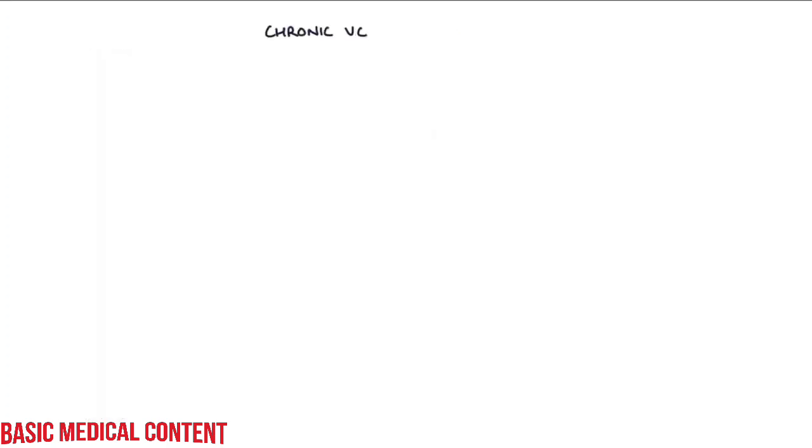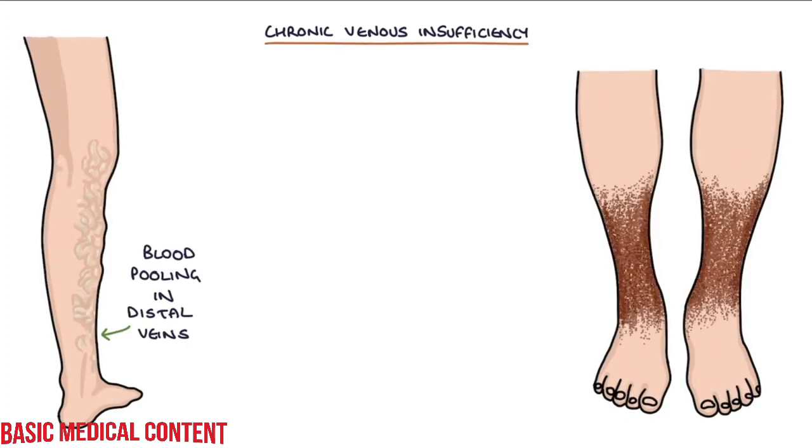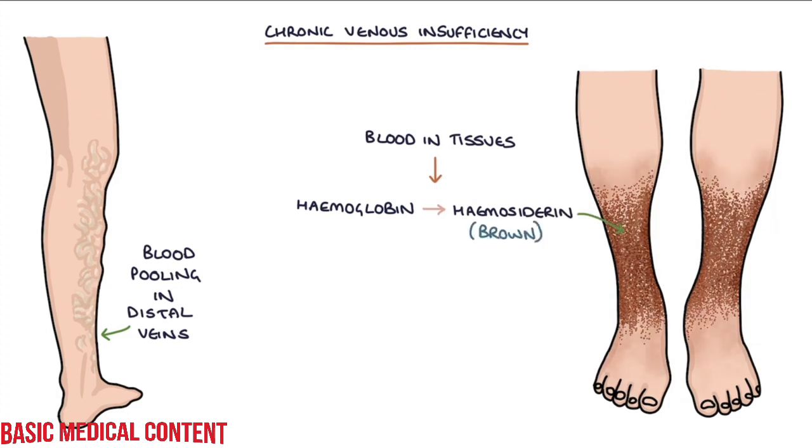Let's talk about chronic venous insufficiency briefly. When blood pools in the distal veins, the pressure causes the veins to leak small amounts of blood into the nearby tissues. The hemoglobin in this leaked blood breaks down into hemosiderin, which is deposited around the shins in the legs. This gives a brown discoloration to the lower legs, and this is known as hemosiderin staining.